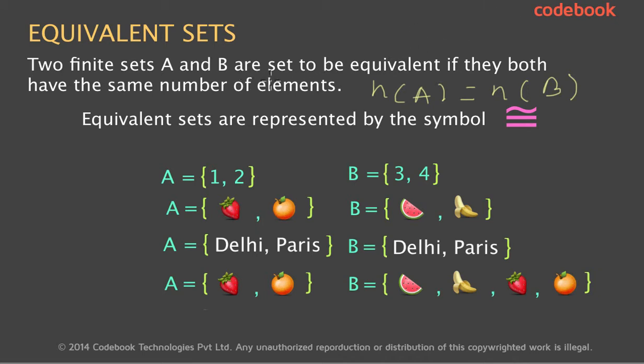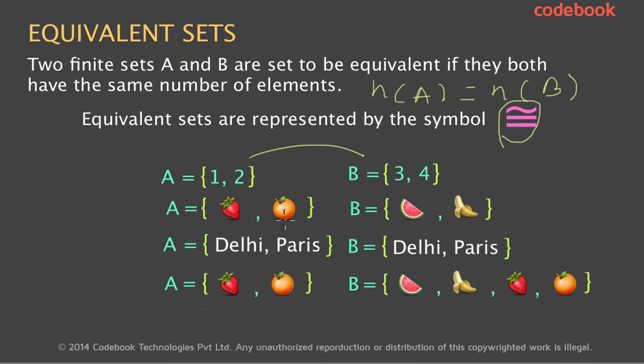So pretty much, two sets A and B are called equivalent if they have the same number of elements, and they are represented with this symbol. So let us look at a few examples. Here we have been given A equal to {1, 2} and B equal to {3, 4}. These two sets are equivalent because they have the same number of elements.